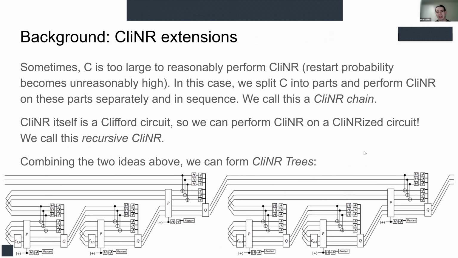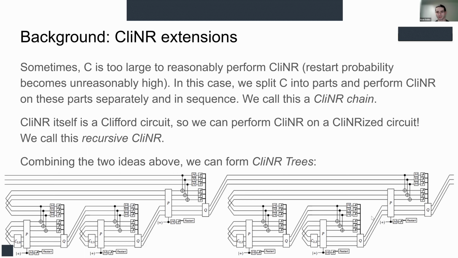Right. So there are a few things we can do with CliNR to extend it. The first insight is that sometimes C gets quite large, like the Clifford circuit itself. In that case, the probability that you need to do a restart becomes absurdly high, and you're never actually going to apply C successfully. So to alleviate this, you just break the Clifford circuit into parts and then do CliNR on these parts. We would call this a CliNR chain.